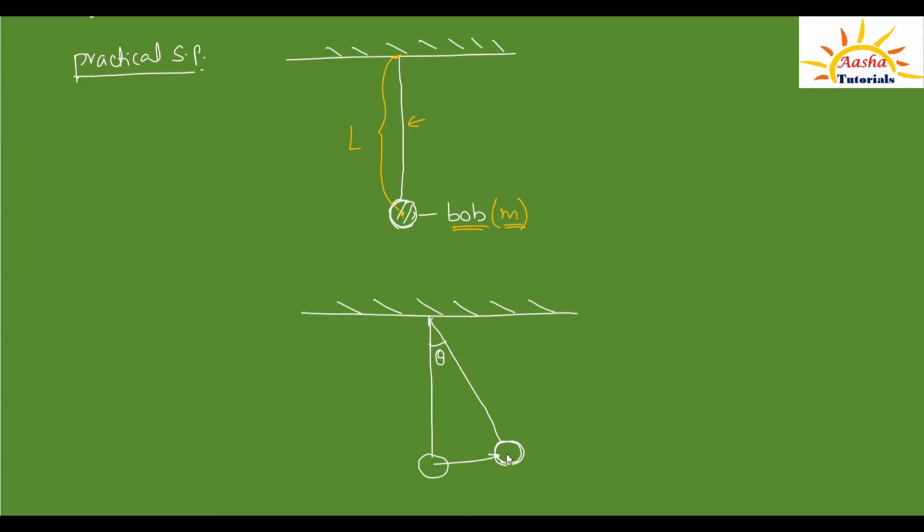what will happen? This bob will again get back to the mean position, and due to inertia, instead of stopping there, it will move to the other side. It will come to this side, the left side. And again from its extreme point it comes back to the mean, and it continues like this in to and fro motion about this mean position.